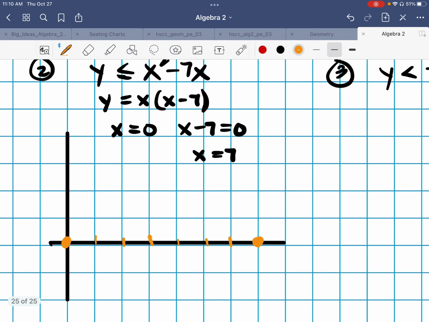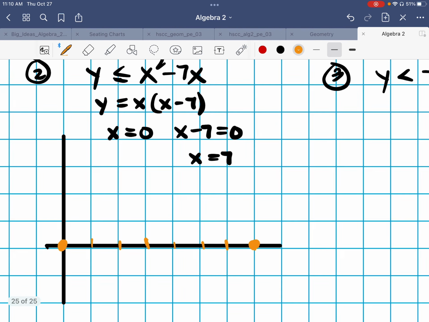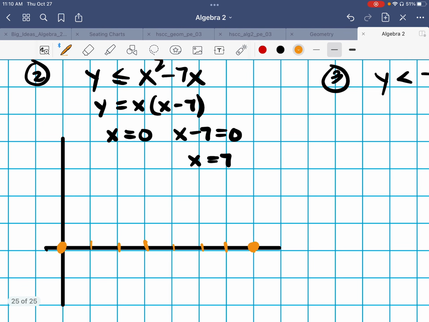The next thing I want to do is find out where my axis of symmetry is. Now remember, the axis of symmetry is perfectly in the middle of your x-intercepts 0 and 7, which happens to be somewhere right about there, or 3.5. For those that forgot how to find it, you take your x-intercepts, 0 and 7, add them together and divide by 2. This gives us 7 over 2. So right here is our axis of symmetry.